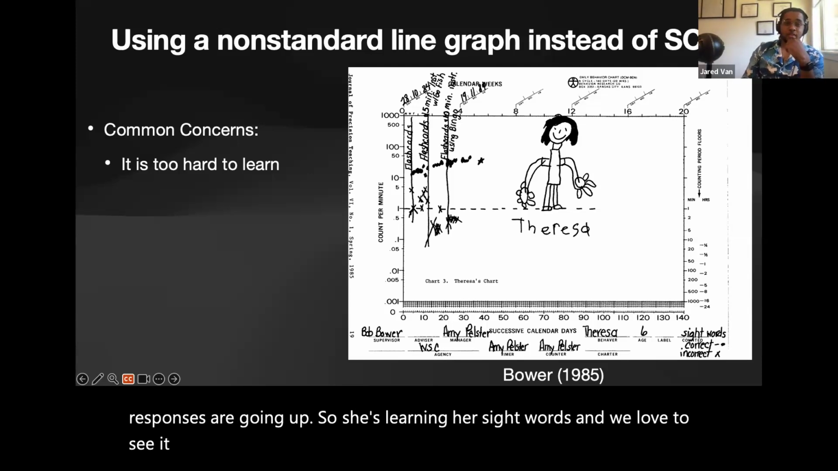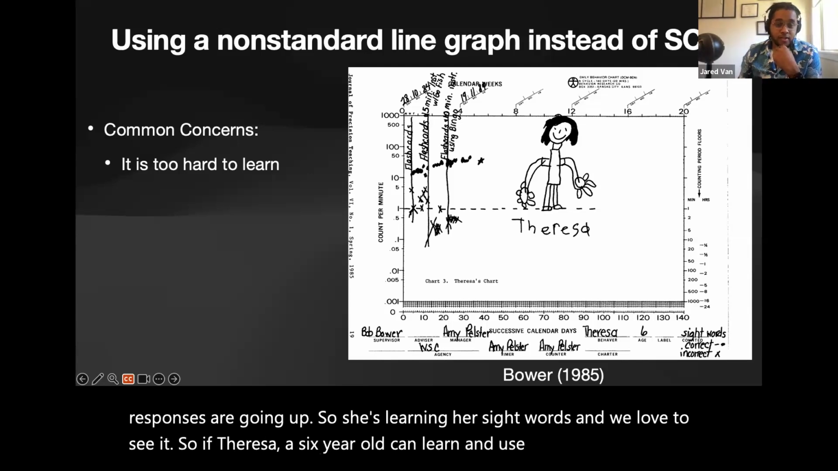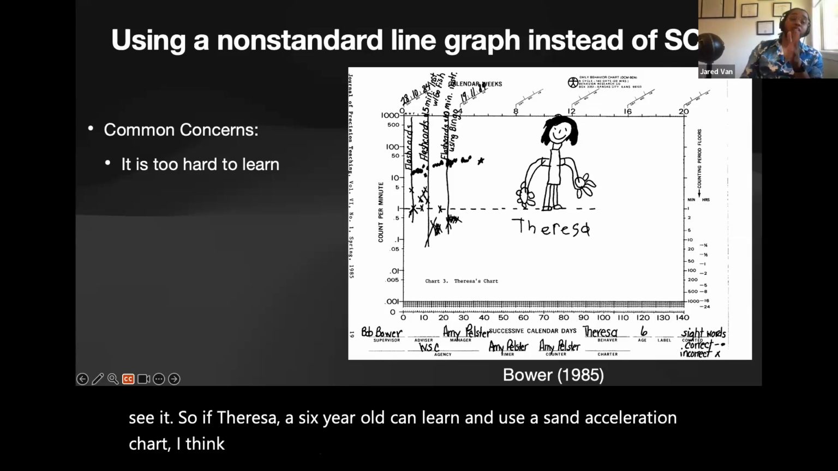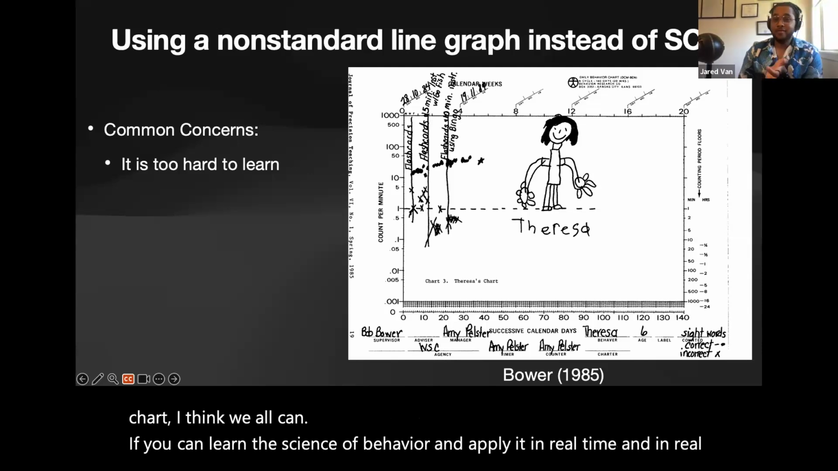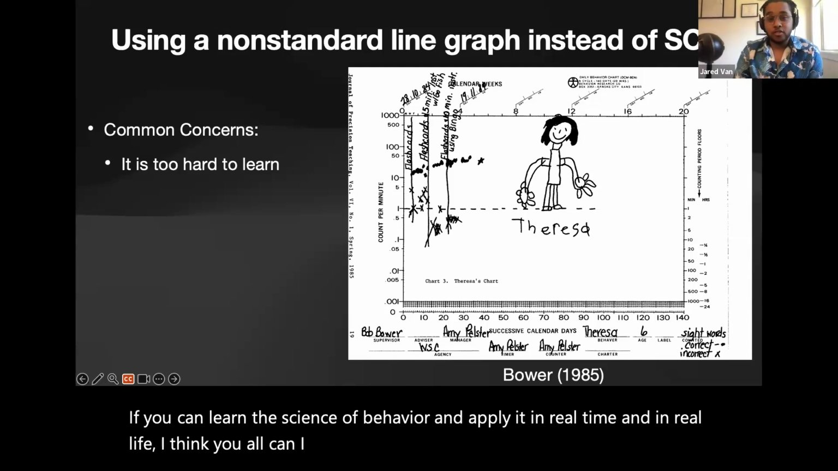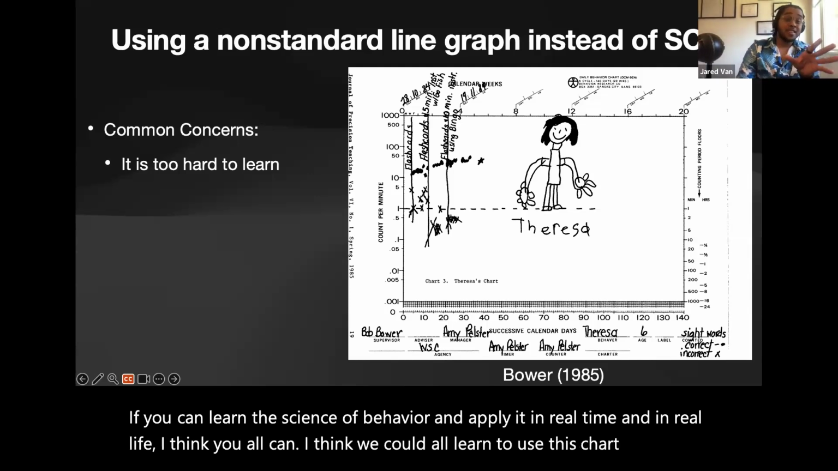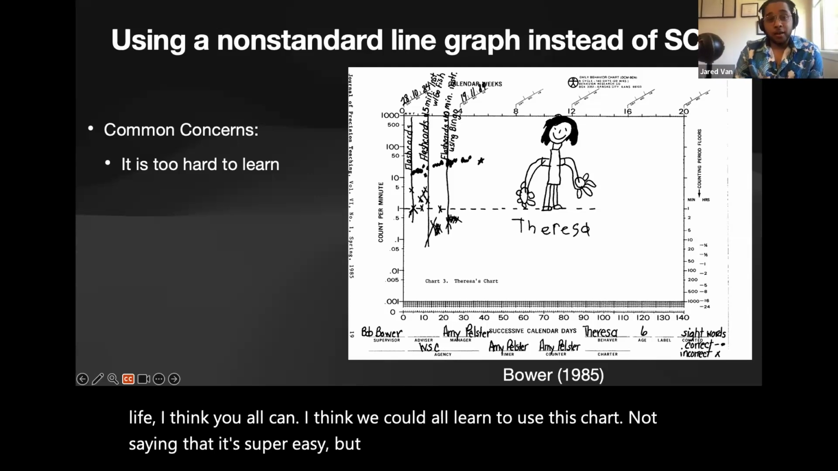So if Teresa, a 6-year-old, can learn and use a standard acceleration chart, I think we all can. If you can learn the science of behavior and apply it in real time and in real life, I think we could all learn to use this chart. Not saying that it's super easy, but I think it can be done.